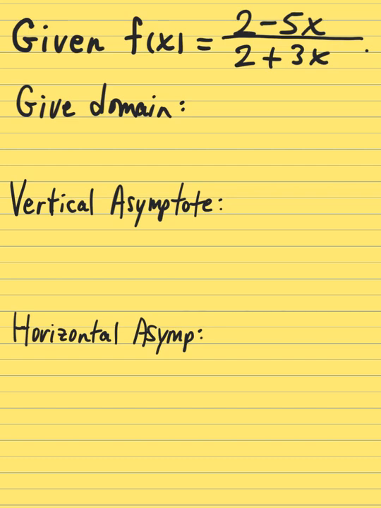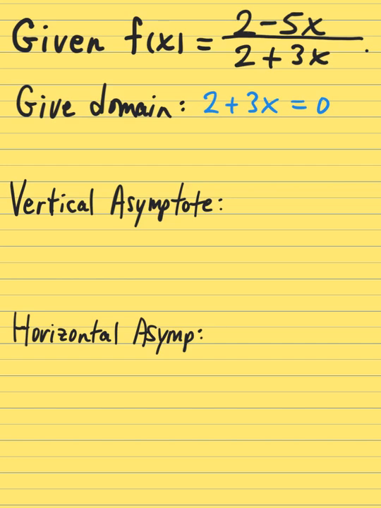As far as domain goes, that just means the set of all x values that your function will take, calculate, and produce an answer. Sometimes you run the risk of dividing by 0 with a rational function. For example, in this one, if your denominator is ever equal to 0, for example, 2 plus 3x, there is a value of x that will make that denominator 0.